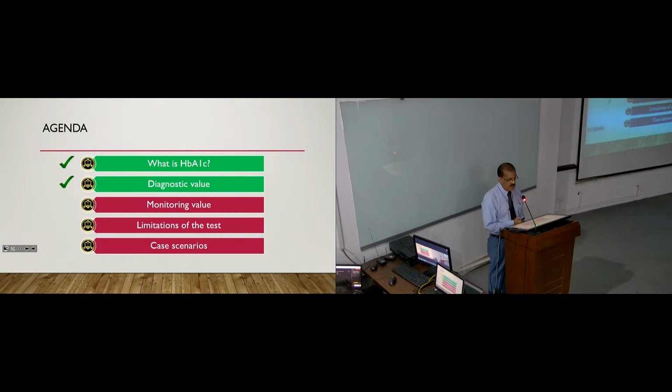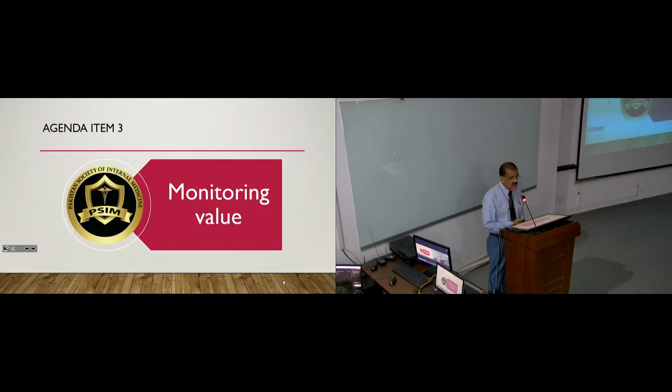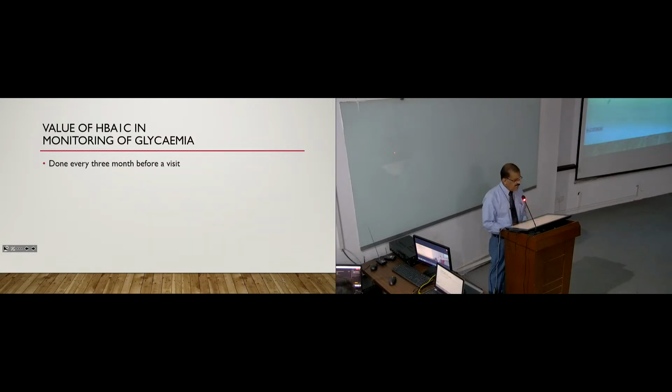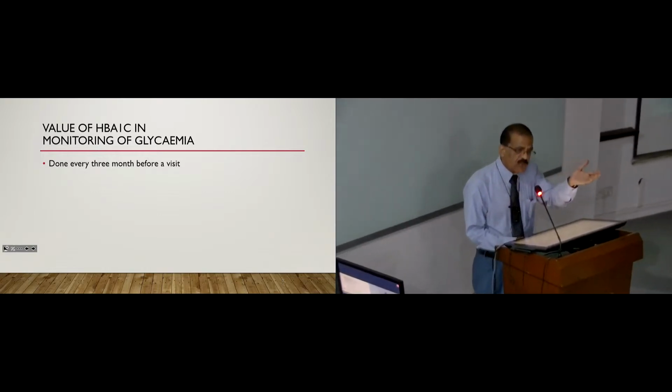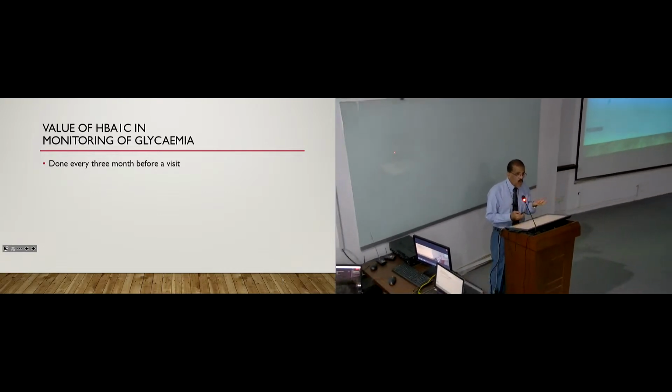Now let's talk about the monitoring value. This is where it is, I think, very, very popular. It is done every 3 months before a visit. I typically call my diabetic patient for a visit after 3 months and ask them to have a fresh HbA1c. Now 3 months is a reasonable time for the next visit also, just to make sure that things are going well, and 3 months will also give you the value which would reflect the last 3 months of the treatment plan. So I think every 3 months you can have the test.